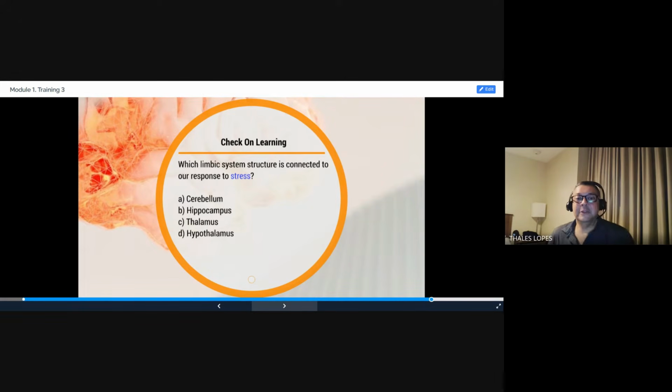But what you want to know is really what portion of the test you want to focus on. So the limbic system is connected to our response to stress. Which part of the limbic system? Again, hopefully that's not the thalamus, right? That was probably a mistake.